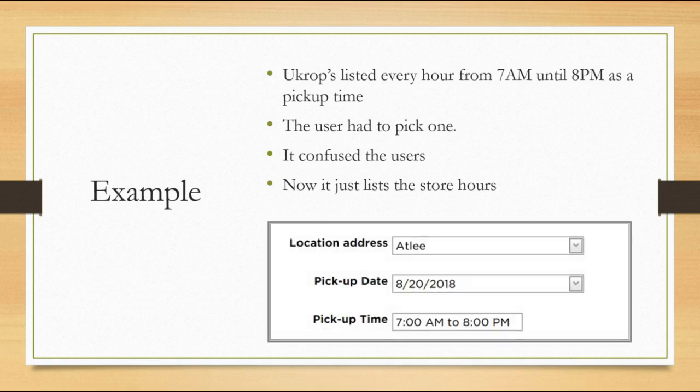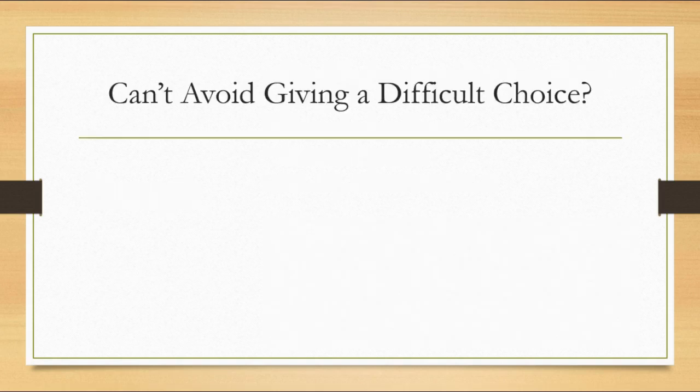Now, it just lists the store hours. For example, 7 a.m. to 8 p.m. We're just notifying the user that this is when you can pick up your cake. Helped a lot. It did not affect our production at all. It just worked out beautifully. So again, keep it simple. All right. So you can avoid giving a difficult choice. Follow these simple rules.